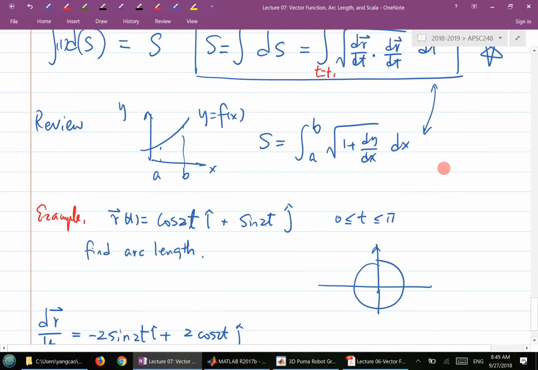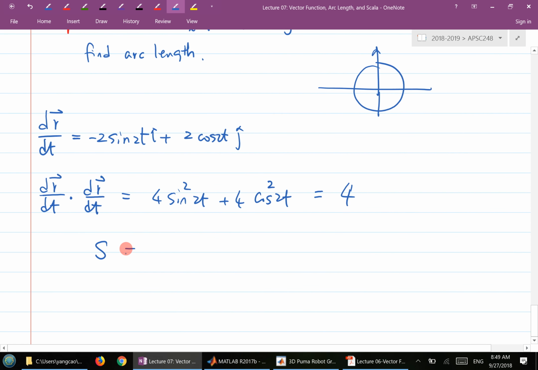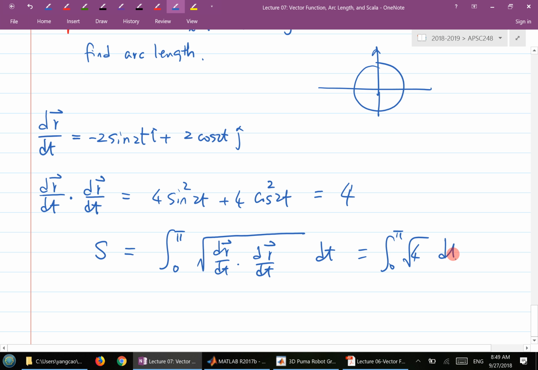So let's get back to the formula for the arc length now. Arc length S is equal to the integral, in this case t goes from 0 to pi, of the square root of dr over dt dot dr over dt. We calculated the square root already, so that's the square root of 4 times dt, from 0 to pi, which gives 2 pi. Exactly what we're looking for.